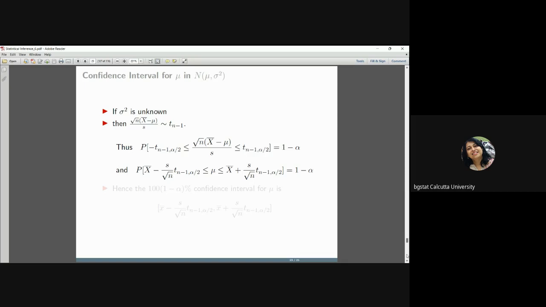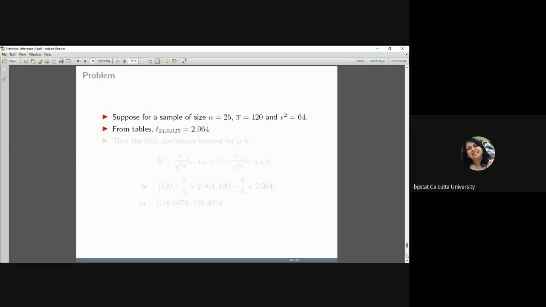Again, I can manipulate these inequalities so that mu comes in the middle. And in that case, the probability of mu being greater than x bar minus s by root n, t n minus 1 alpha by 2, and less than x bar plus s by root n times t n minus 1 alpha by 2, this probability will be equal to 1 minus alpha. So if sigma is unknown, my sigma gets replaced by s, and tau gets replaced by t n minus 1 in the formula for the confidence interval.